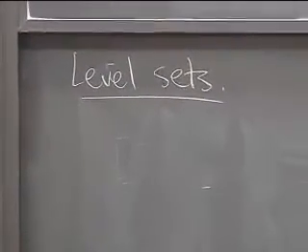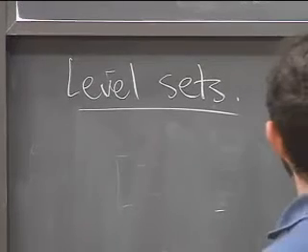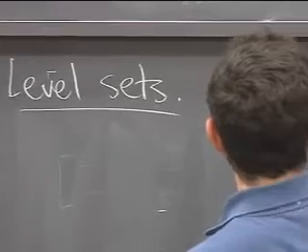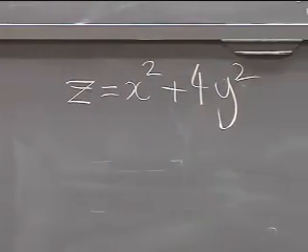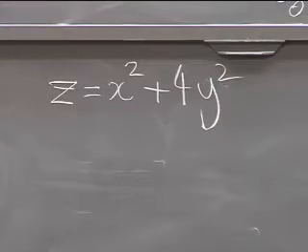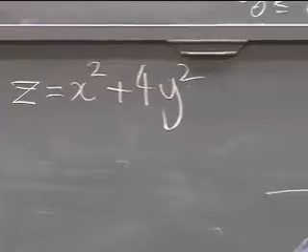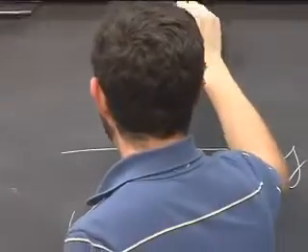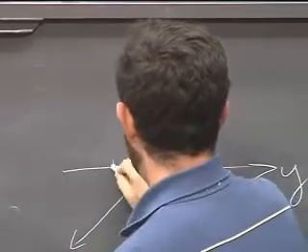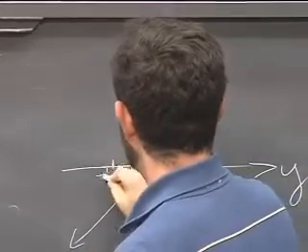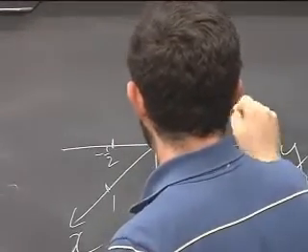So the idea of a level set, suppose I have something like this: z equals x squared plus 4y squared. That may as well have been on the quiz. That's an elliptical paraboloid, as we've seen. So it's going to look something like this. Here's x, here's y, here's z, and its intercepts here are 1/2 and minus 1/2, whereas the x is a little bit bigger at 1 and minus 1.